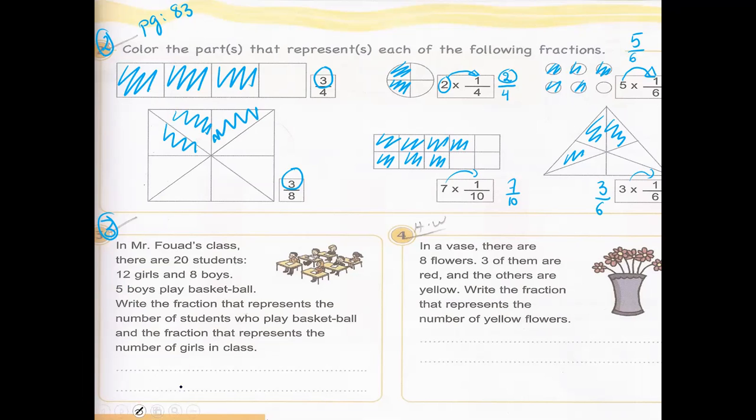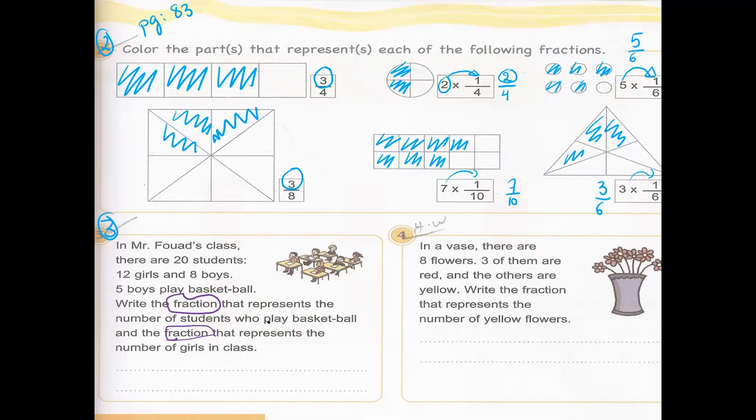So there's no equation here. We will just write a fraction. Let's answer the first question, then I will answer the second one. So I have 2 questions. The first question, we will write the fraction that represents the number of students who play basketball.